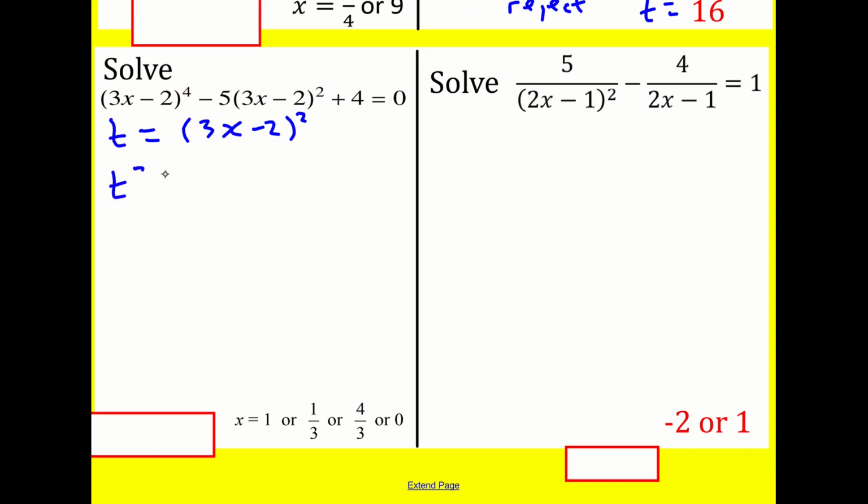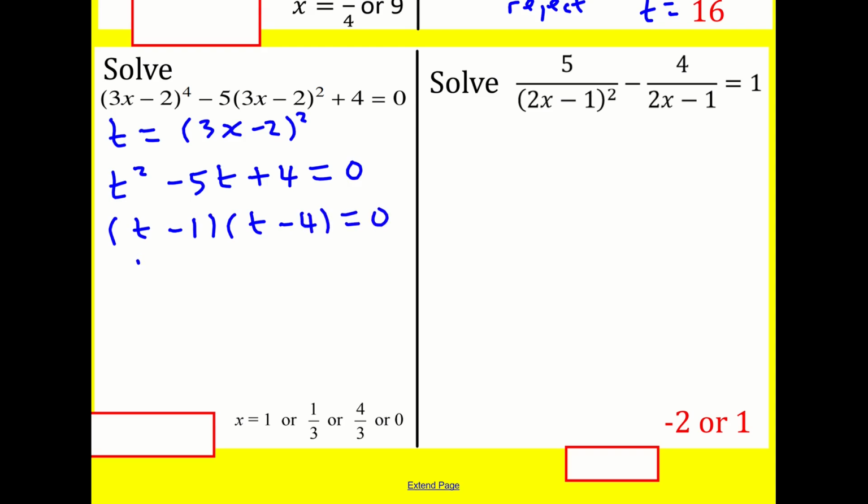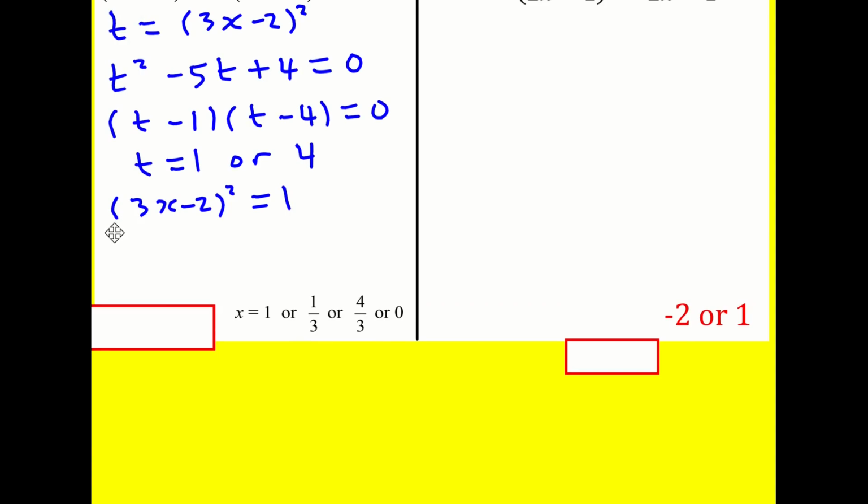So here I'm going to get t squared minus 5t plus 4 equals 0. I think we've already dealt with a hidden quadratic like this. t equals 1 or 4, but that, remember, is 3x minus 2 all squared. So we're going to get this case to start with, and I think it's best to deal with it one case at a time. So then 3x minus 2 is going to be plus or minus 1. So 1 or minus 1.